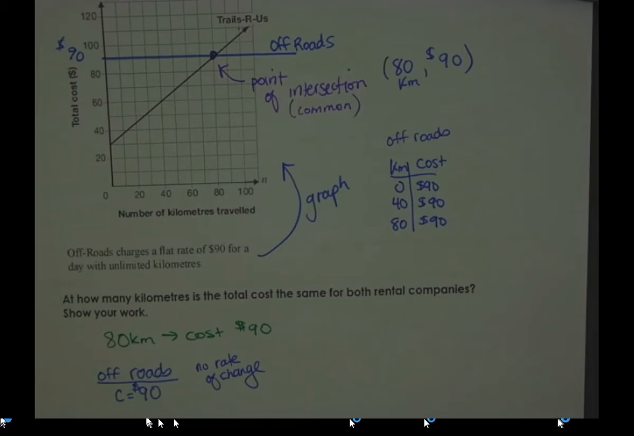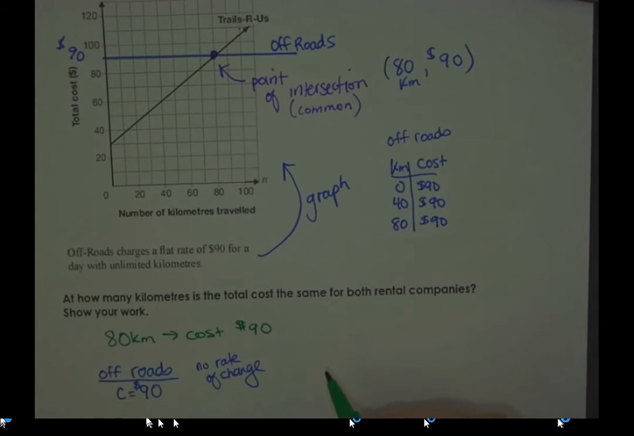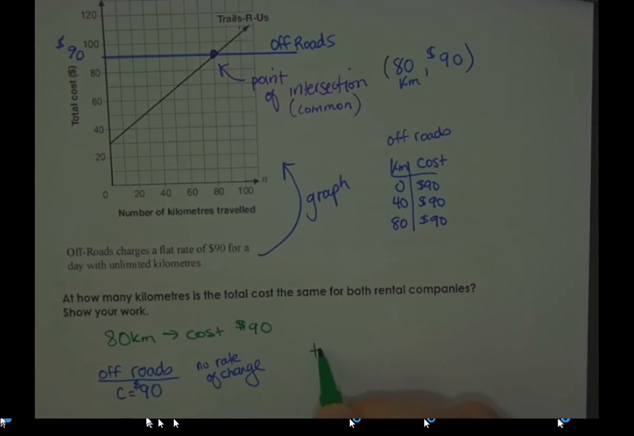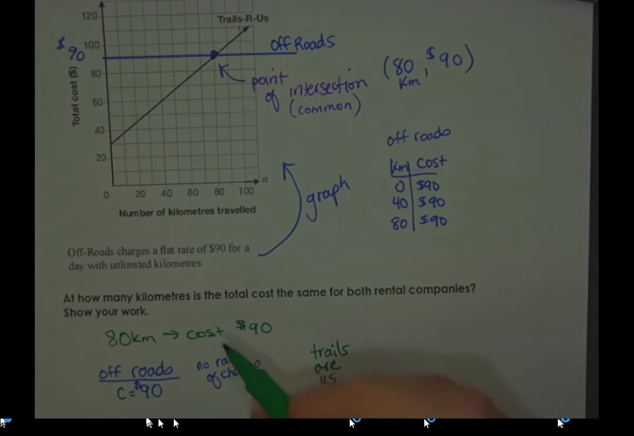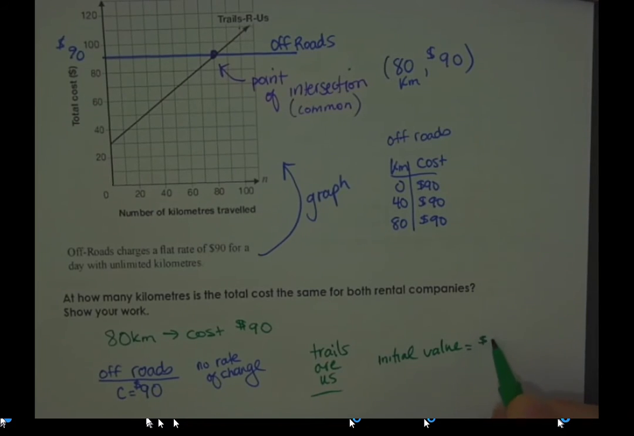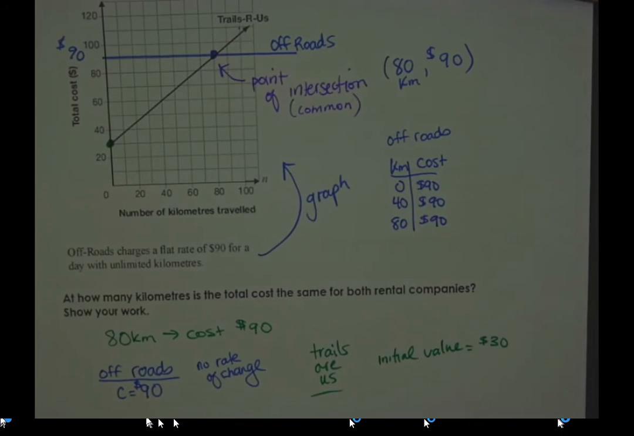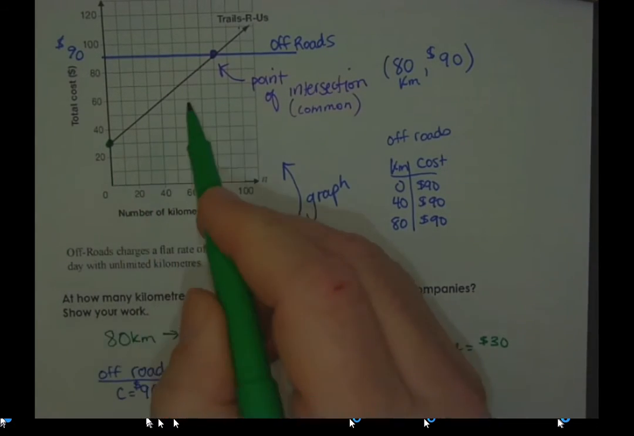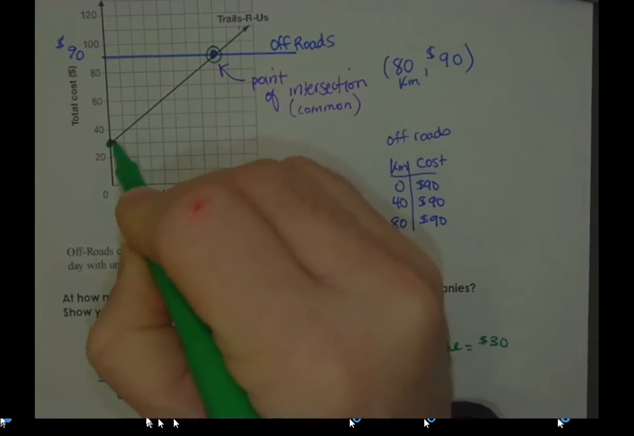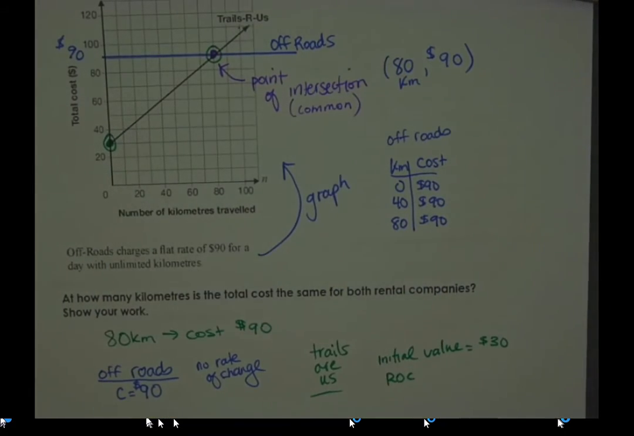But if I look at Trails R Us, we know how to make an equation on that line. Well, we know our initial value is $30 because we can see that at that point. We can also find our rate of change. And we're going to pick a common point. Heck, we can even use those 2 points because we know that they're common.